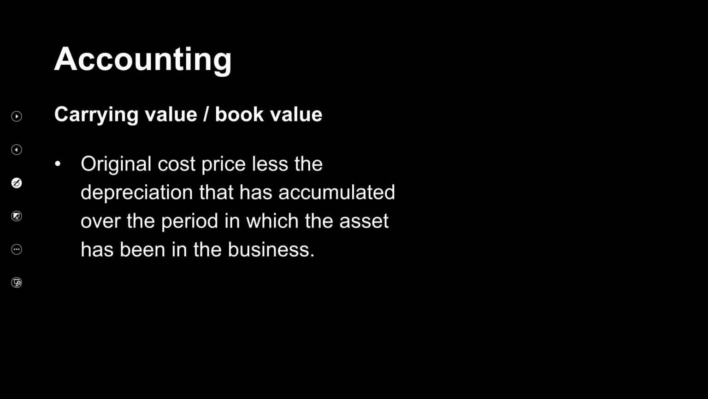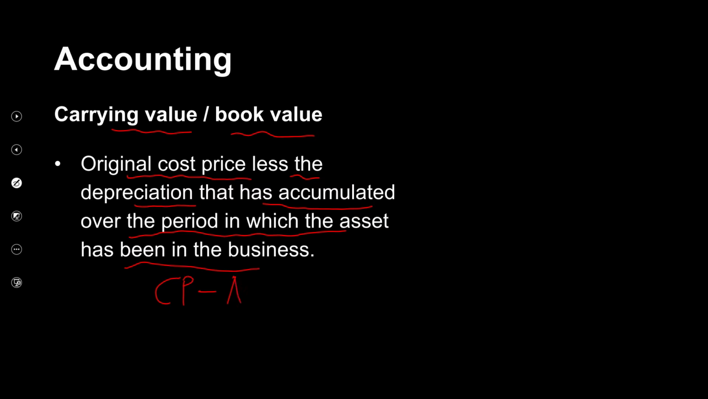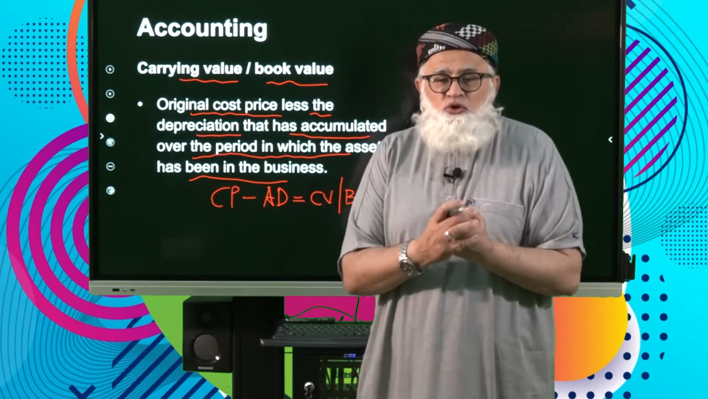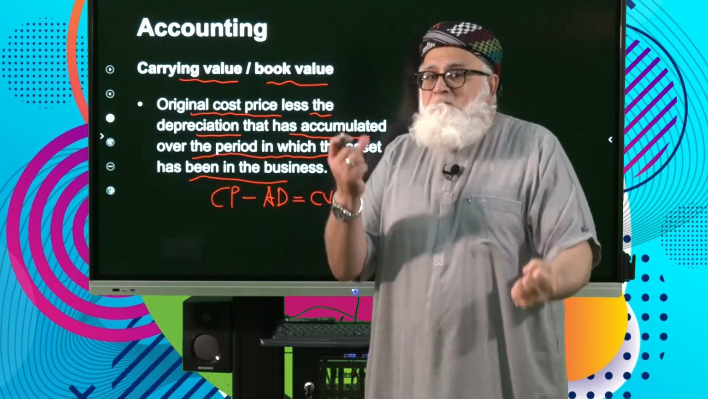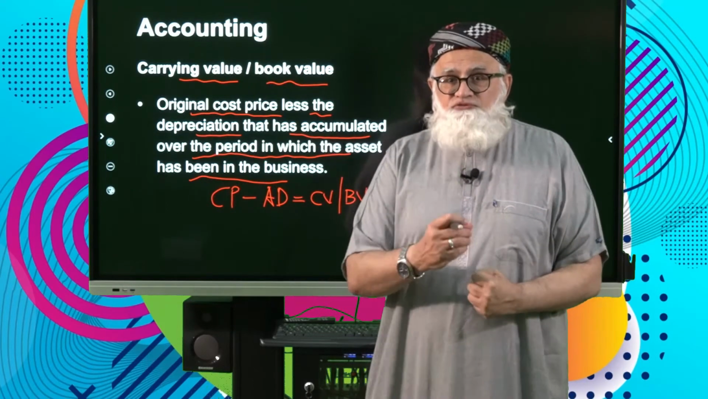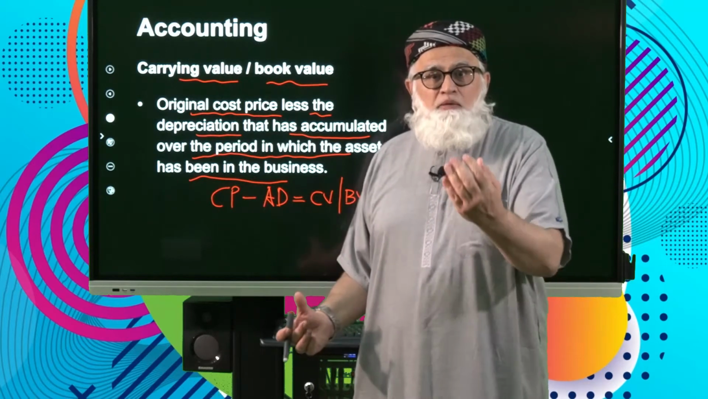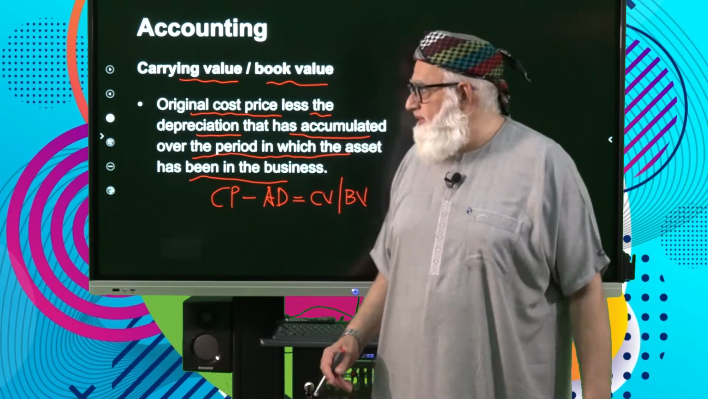Therefore, we now come to a term called the carrying value or the book value. It is your original cost price less the depreciation that has accumulated over the period in which the asset has been in the business. In other words, look at this here. It is your cost price minus your accumulated depreciation, which will give you your carrying value or your book value. Can you see that? So the term carrying value means, what is the real value of that asset? It's the cost price minus the accumulated depreciation to give you the carrying value or the book value. The terms are used interchangeably.